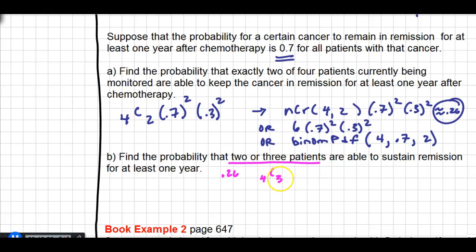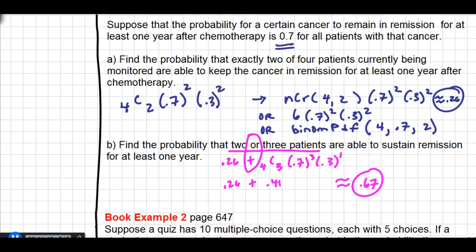So the number of successes has changed. The probability of success has not, and neither has its complement. But the complement's exponent is going to change now to a 1. So again, you can type that in using one of the three methods given to you above. When you do that, you will add the two outcomes together. And I believe you get here 0.41, so your final answer then would be about 0.67, or about 67%.